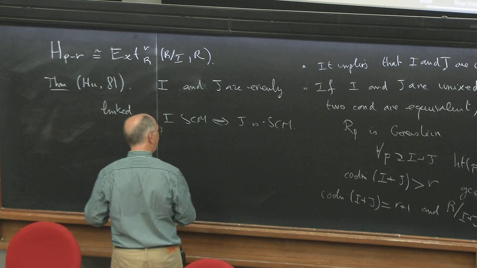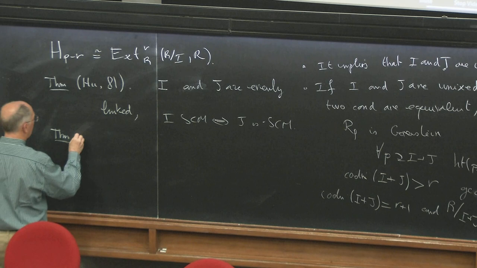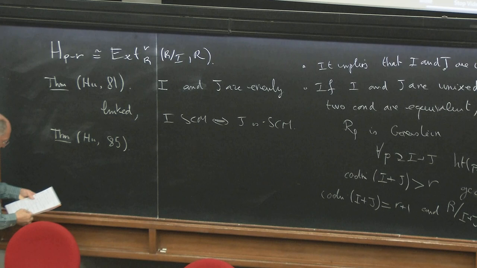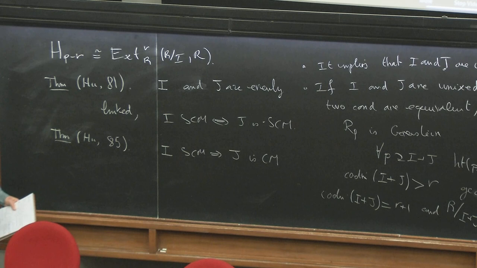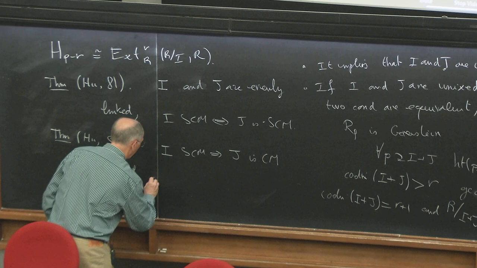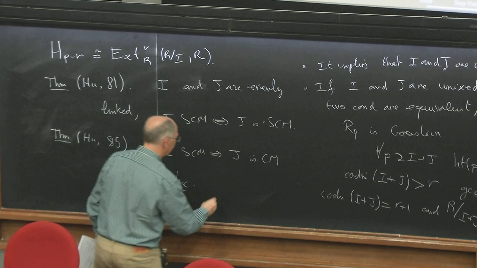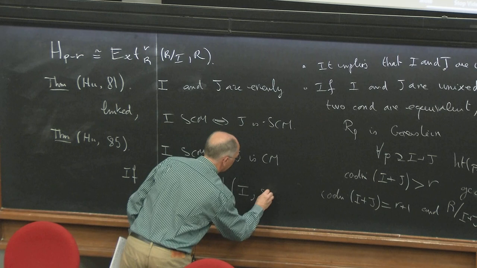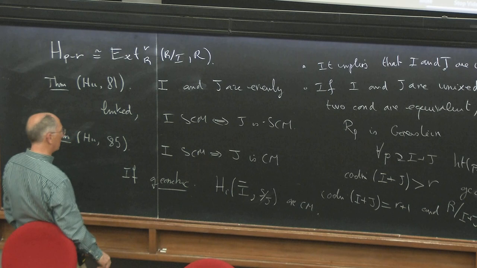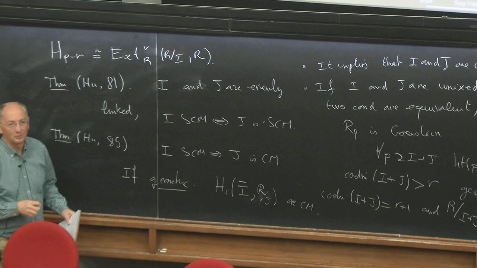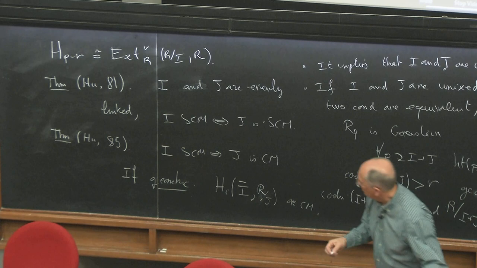And there is a second very important theorem, also of Huneke in '85, in this form: I strongly Cohen-Macaulay implies that J is Cohen-Macaulay. So if you have strongly Cohen-Macaulay on one side, you have Cohen-Macaulay on the other side. And, that's important for residuals, if it's a geometric residual intersection, then the modules H_i of I over the quotient ring R/J, so let's put I bar, are Cohen-Macaulay modules as well. Sorry, I don't know why I changed the ring here. Okay, R/J. Thank you. So this is what I will say about linkage or liaison.